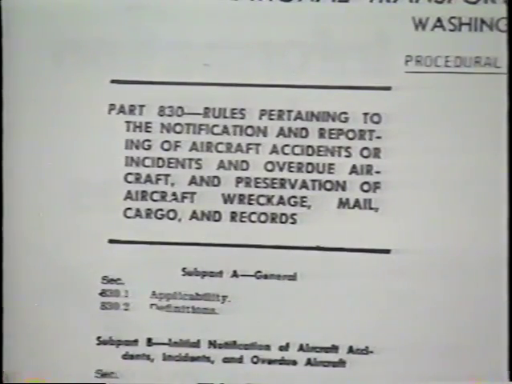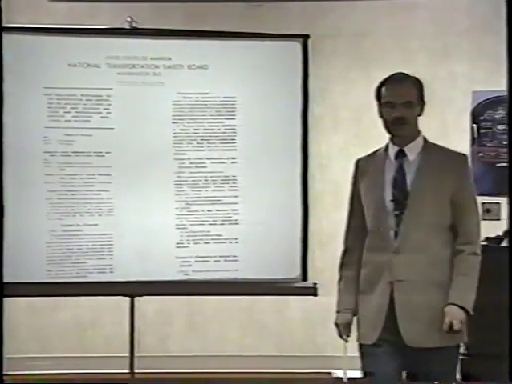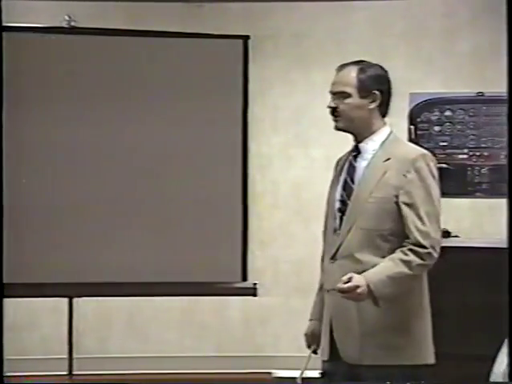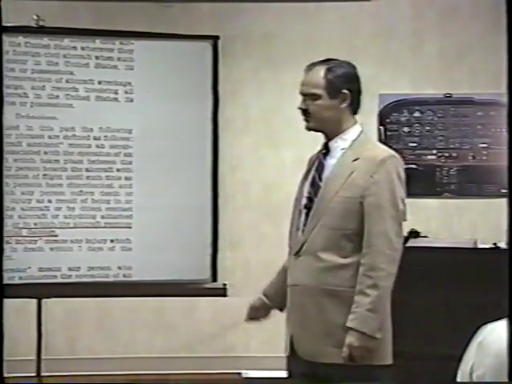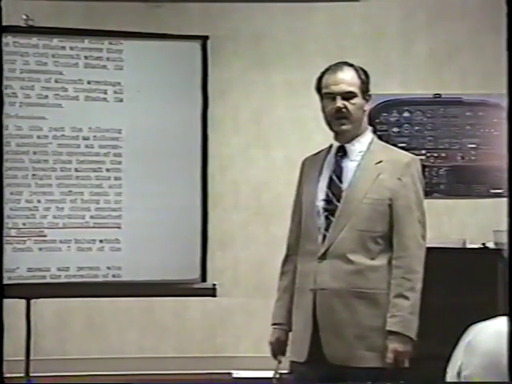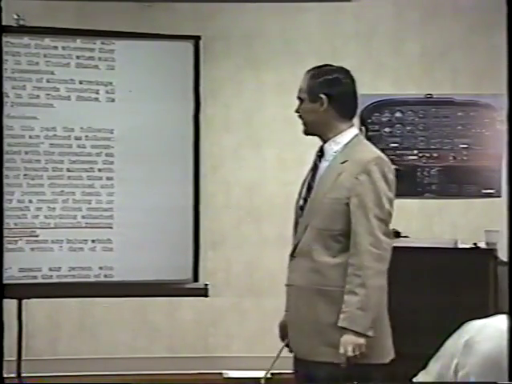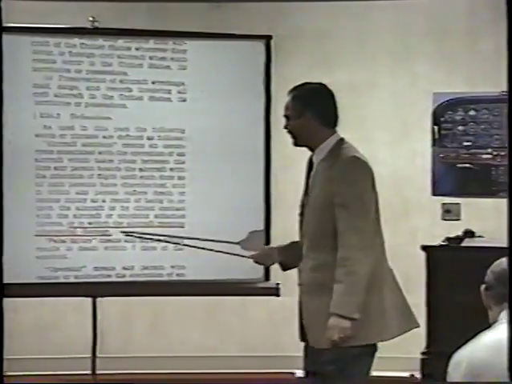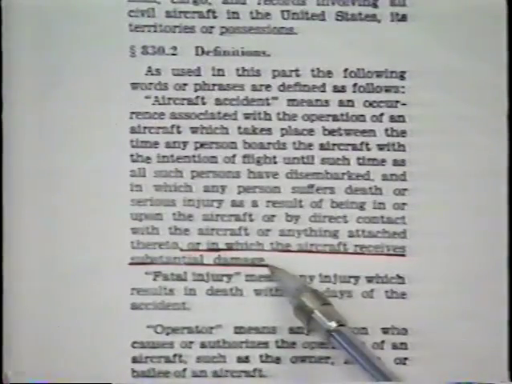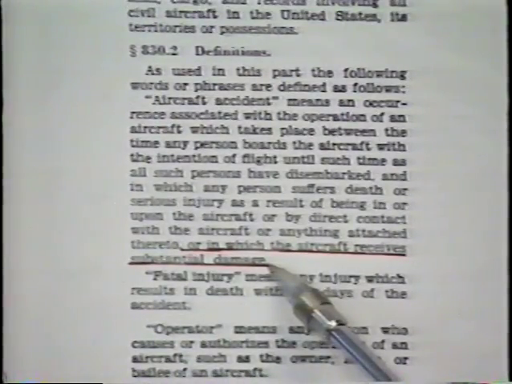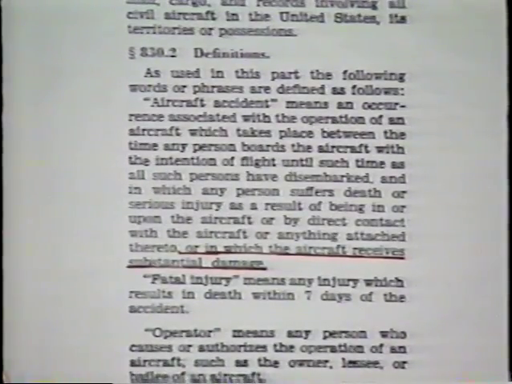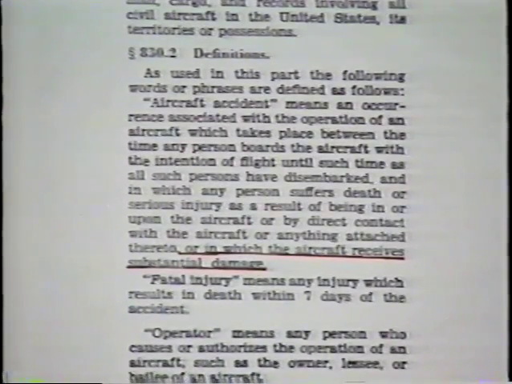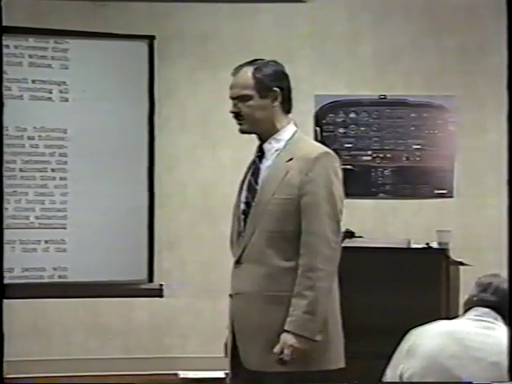Okay? Now, before we talk about accidents, let's learn what is an accident. You can look right up here, Regulation 830.2, definitions. It has a big, long, legal mumbo-jumbo, but I think the easiest part to understand is simply the last part, where it says, or in which the aircraft receives substantial damage. So certainly, substantial damage is a definition of an accident. All right? So let's use that for now. Substantial damage is a definition of an accident.